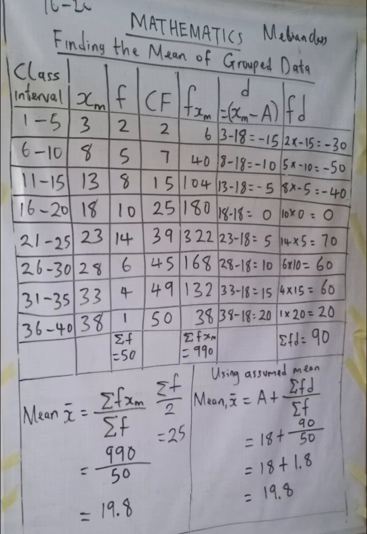So the mean should be the same, whether you use the formula for assumed mean or just the straight formula. You should have the same value for mean. So that's how to find mean of a group data using assumed mean. So we now know how to find the mean for a group data, right? So thank you. See you in the next video.